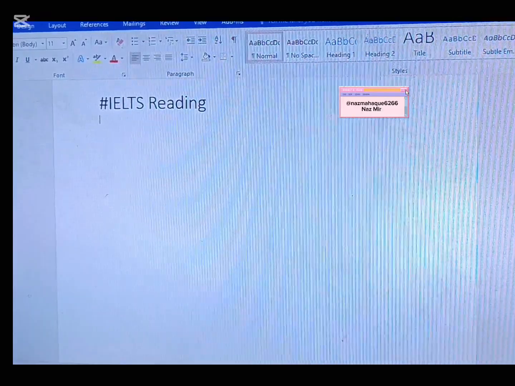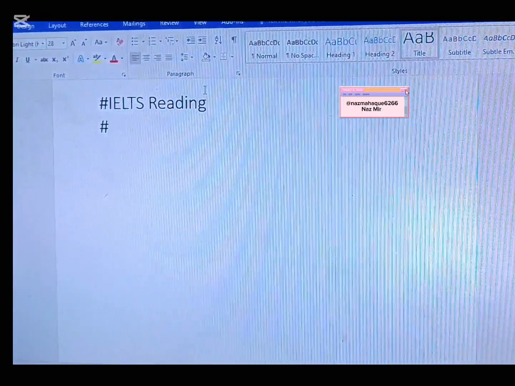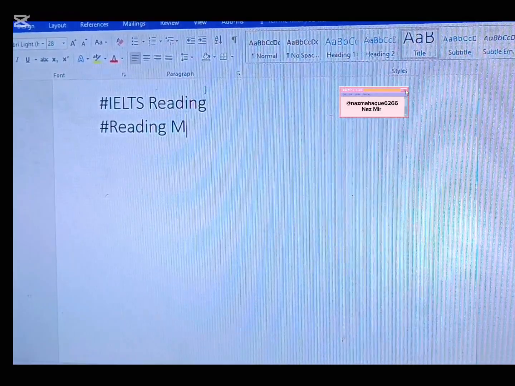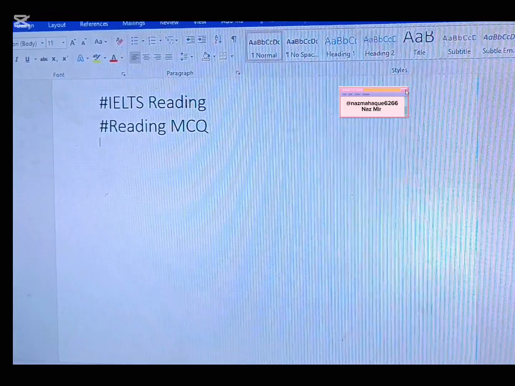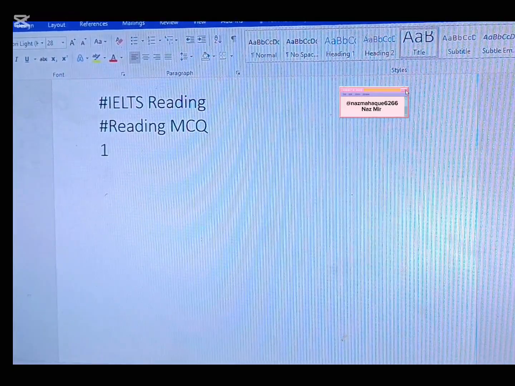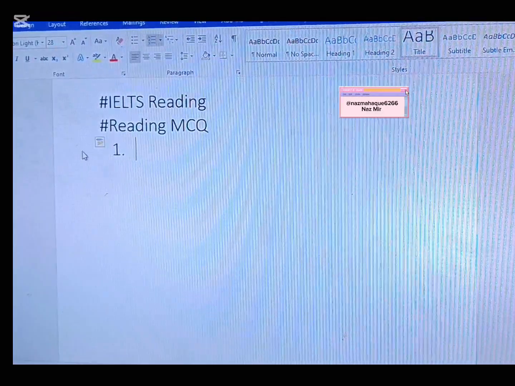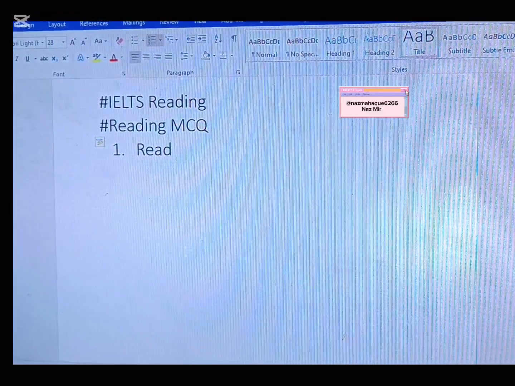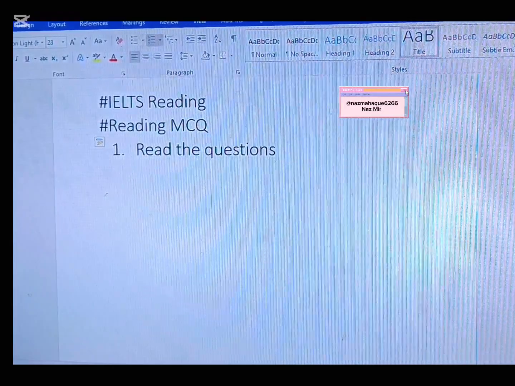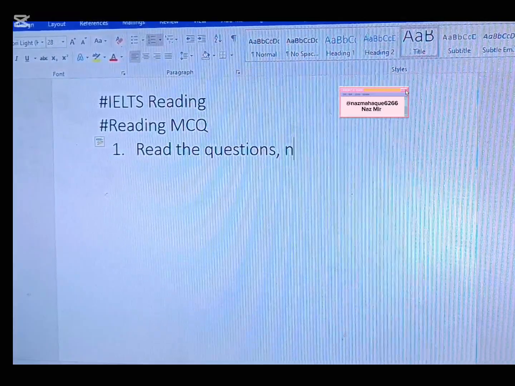So our topic is reading MCQ. So, the first thing that you have to remember when you are solving IELTS reading MCQs is that you should read the questions at first, not the options.